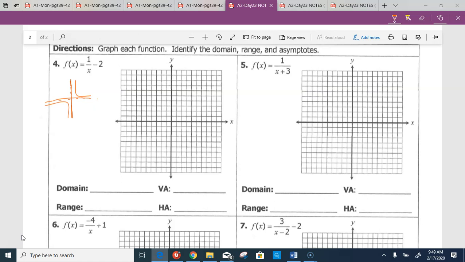So for number 4, what we do know is that we're going to have a domain, and the domain's always the same. X is basically all real numbers, except x can never equal 0. Now we also have a vertical asymptote. Now in this case, we're not adding anything to x. So our vertical asymptote is that x equals 0. So I'll go everywhere that x is equal to 0 and make a dashed line.